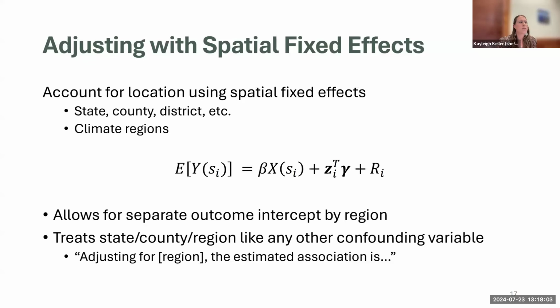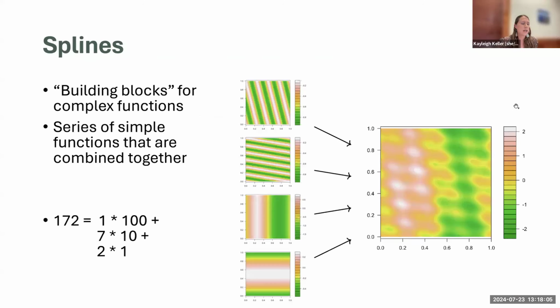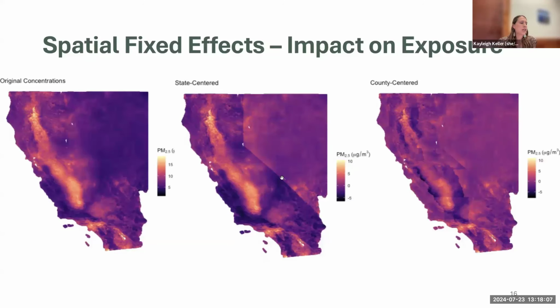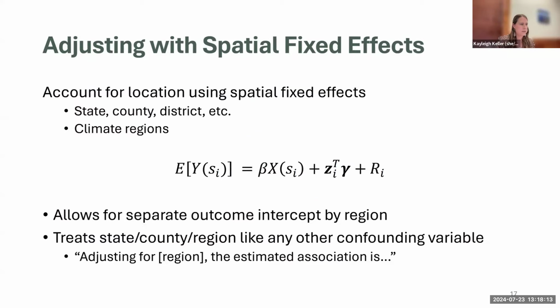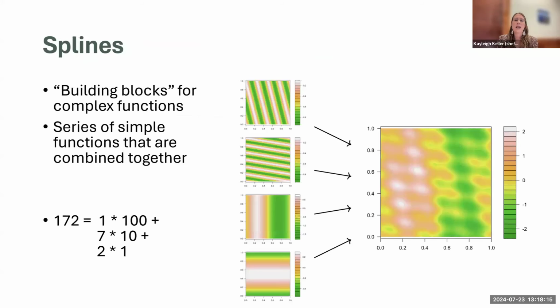But this issue of edge effects is potentially a little bit problematic. So can we do something perhaps better, or at least a little different, to give us another option for adjusting for space? And that's going to bring us to splines.